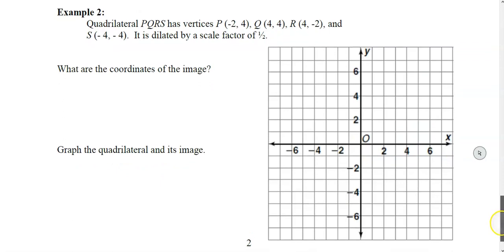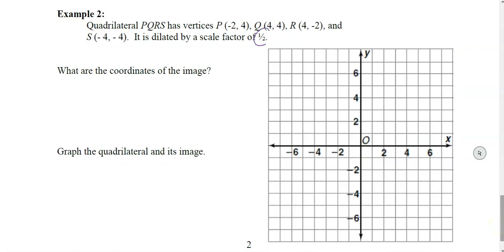Look at this one right here. This one says it is dilated by a scale factor of 1/2. So is your image going to get bigger or smaller? It's going to get smaller. The scale factor is less than 1, so your image gets smaller. Alright, so look at your points. -2 and 4, that is P. 4 and 4, this one is Q. And my R is 4, -2. And then, oh, I forgot the S. And S is -4, -4.